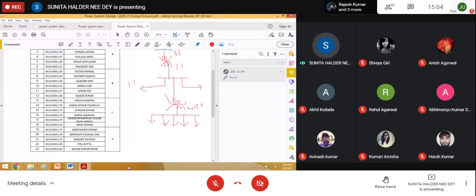Similarly, for LT load, the voltage level is 415 volt. In an apartment complex, the total load may be in kilowatt, but the actual residential load for every household will not be in kilowatt. Their voltage level is 415 volt. So in that case, that will be LT load. Do not mix the LT load and HT load. So for LT load, voltage level is 415 volt, and the power level will be less than 30 kilowatt.